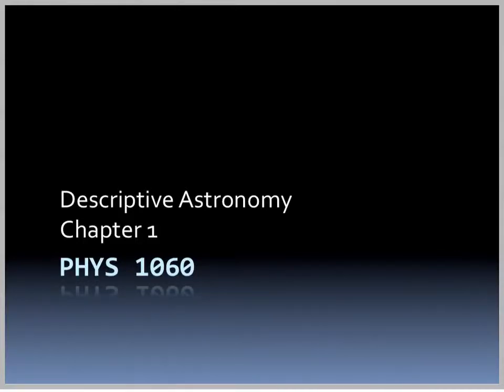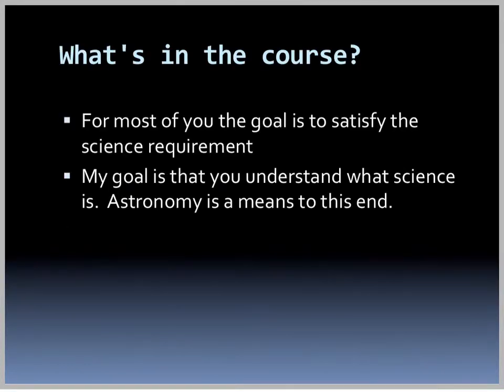This is Physics 1060, Descriptive Astronomy. In this first lecture, we're going to discuss Chapter 1 in this course. For most of you, the goal is to satisfy the science requirement. My goal is that you understand what science is, and astronomy is going to be a means to this end.